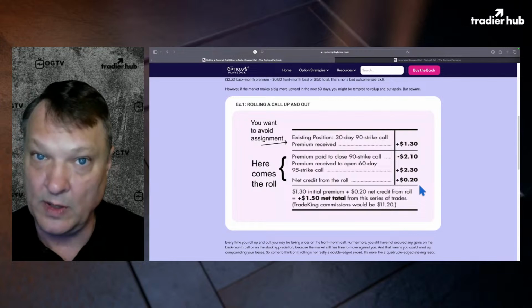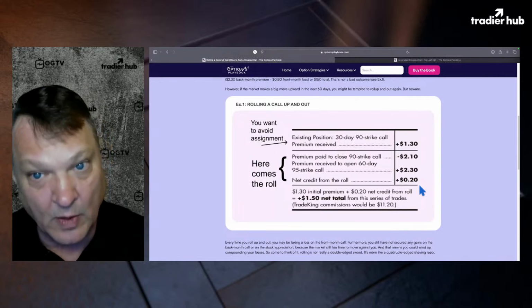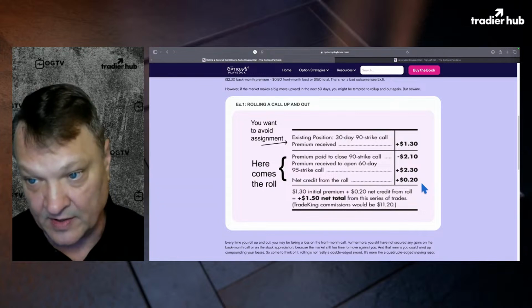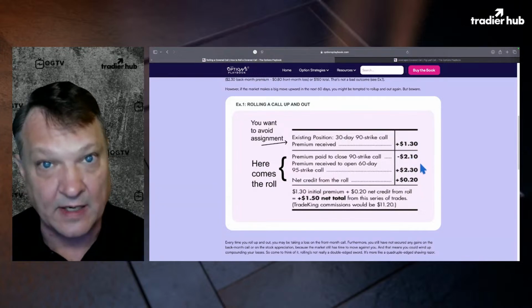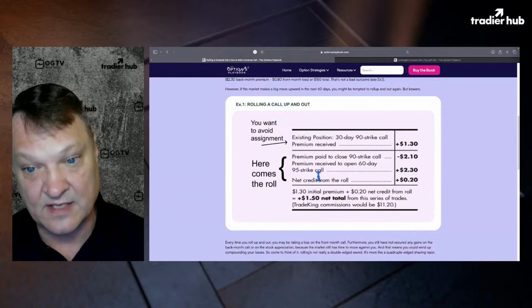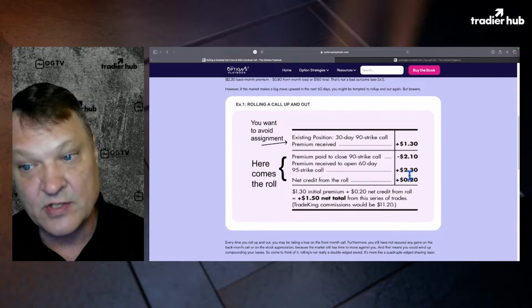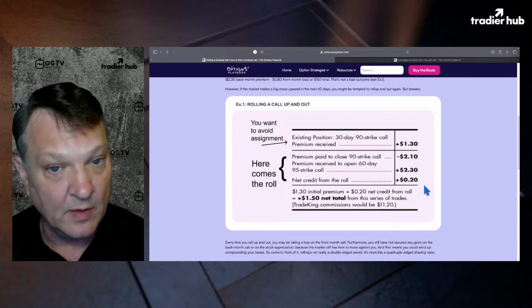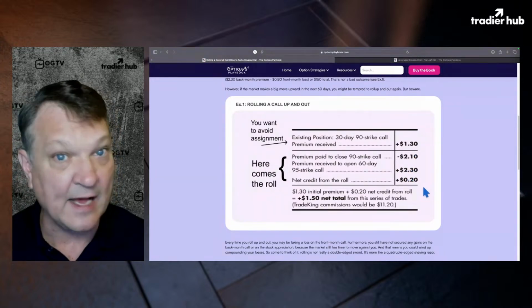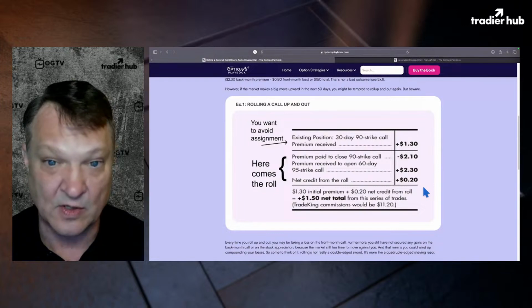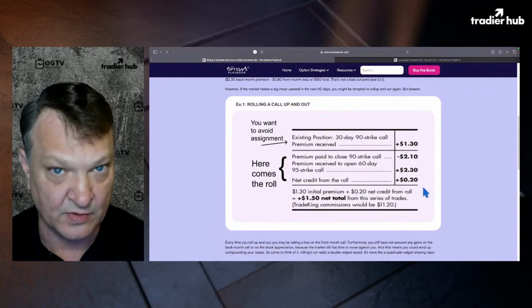So every time you're rolling up and out, be aware you are losing money on the option contract that you're rolling. If you're closing this, we're losing 80 cents on this trade. Now we just need the stock to stay below 95, and this credit can offset that loss. But be aware that stock could go down in that instance. So this isn't always the most ideal solution.